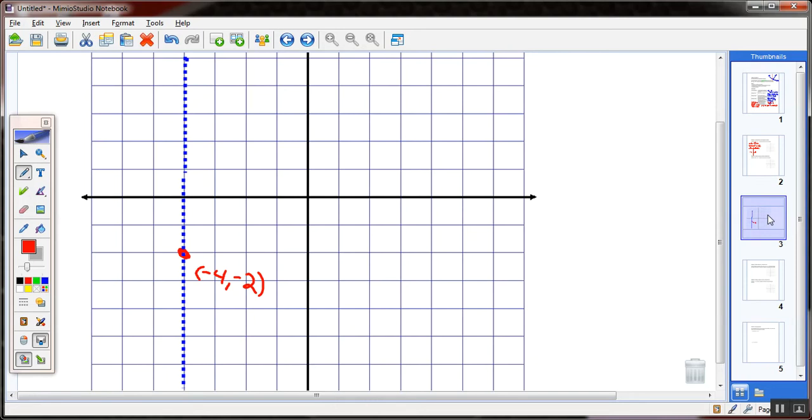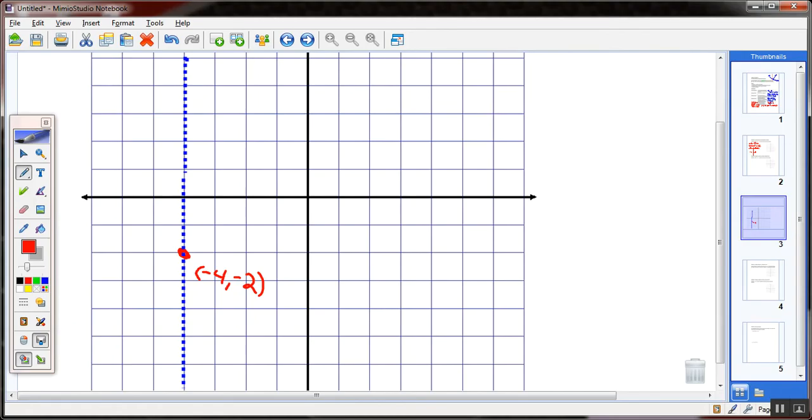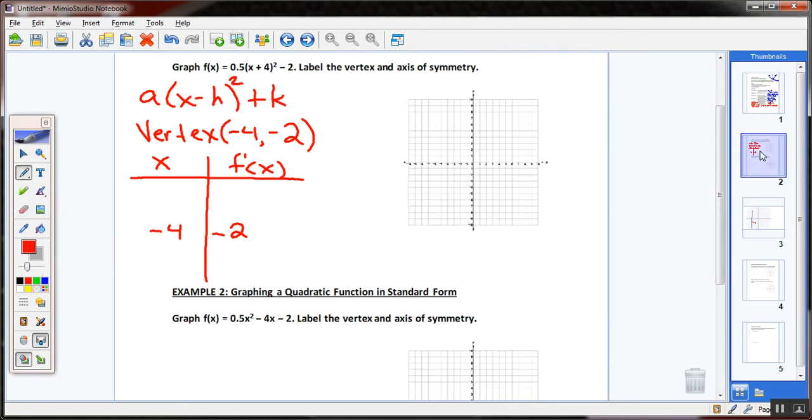So here's what I want to do. Once I figure out where the vertex is, I kind of put that right in the middle of my table like so. And here we go. I'm going to look at -3 and at -5. I'm going to go one above the line of symmetry value and then one below the line of symmetry value.